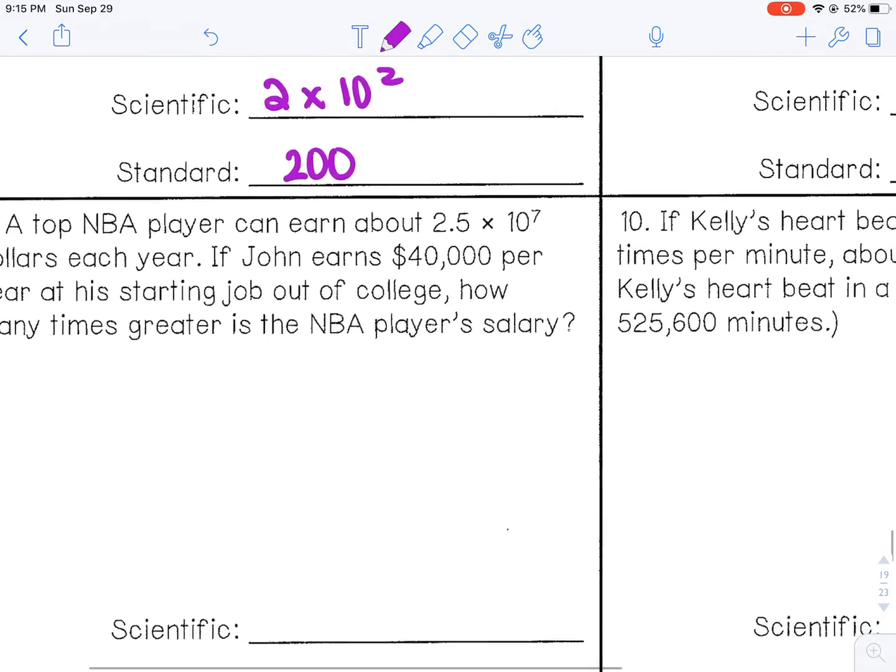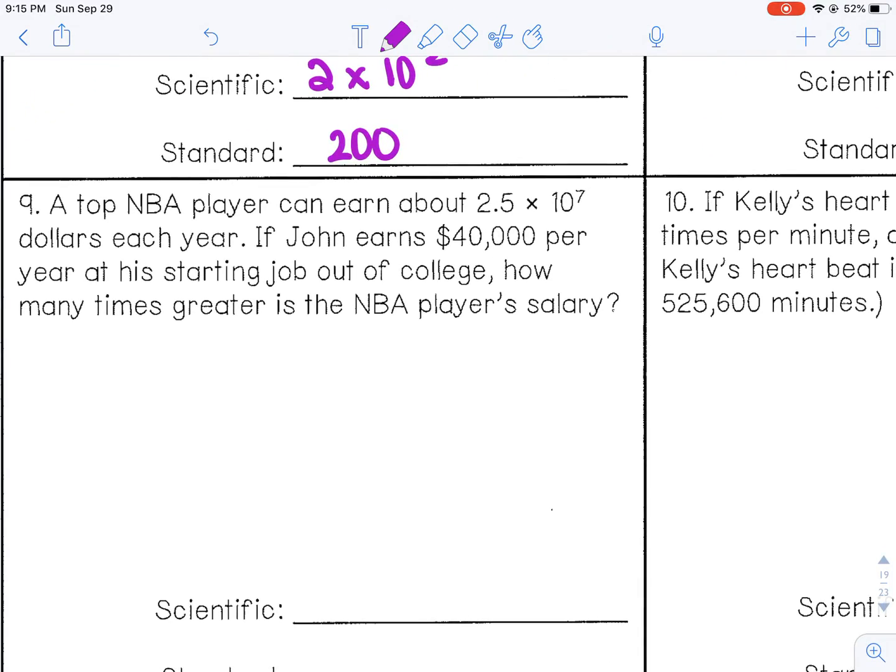All right, getting close. Of course, we have some word problems here. We have to figure out if we are supposed to add, subtract, multiply, or divide. Well, since the lesson is on multiplying and dividing, we've got it down to 2. We have a top NBA player that is earning 2.5 times 10 to the 7th power dollars each year. Poor little John, he only earns $40,000 per year. How many times greater is the NBA player's salary? Okay, so we need to find out how much greater it is. So the way to do that, we are going to have to divide.